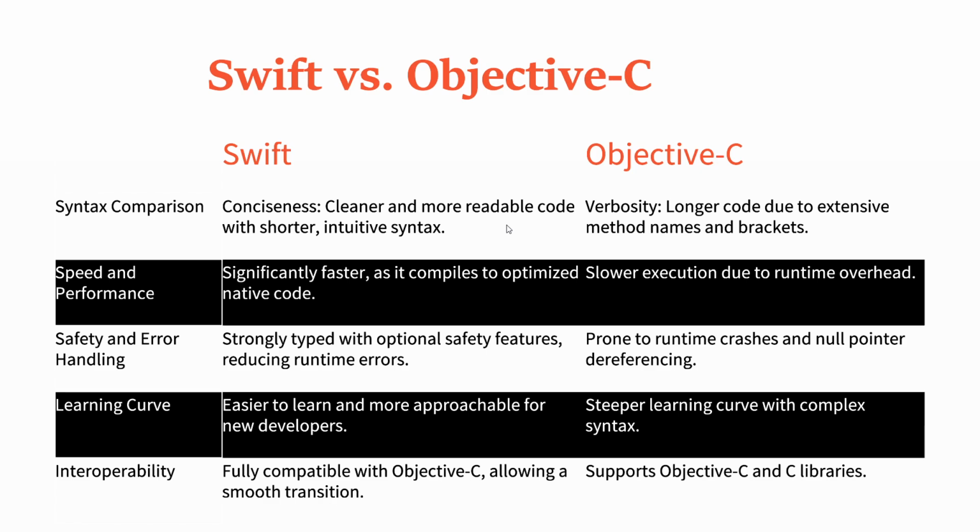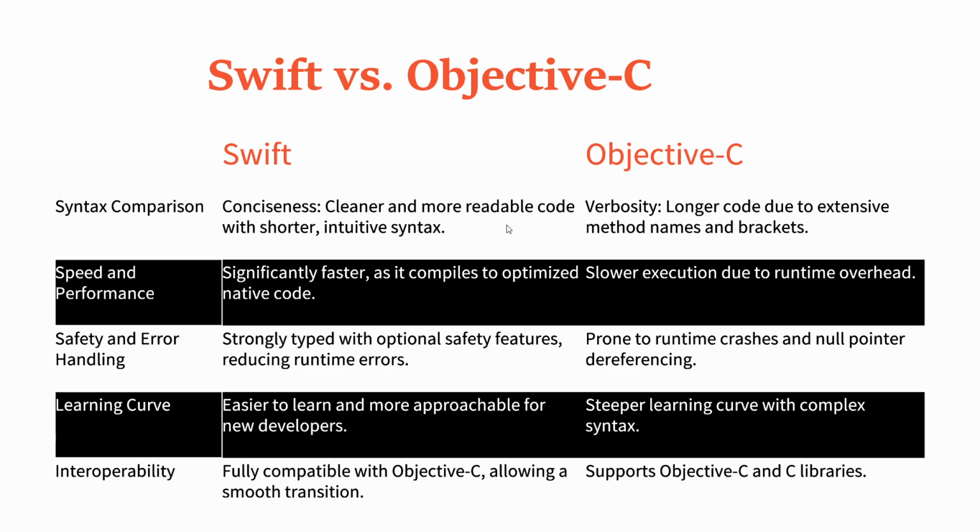Swift vs Objective-C. Syntax comparison. Conciseness: Swift has cleaner and more readable code. Objective-C has longer code due to extensive method names and brackets. Swift is significantly faster. Objective-C is slower due to runtime overhead. Swift is strongly typed with optional safety features, reducing runtime errors. Objective-C is prone to runtime crashes and null pointer dereferencing.